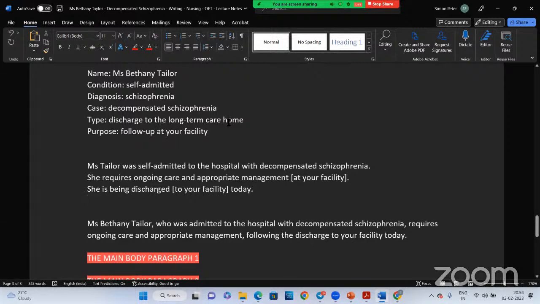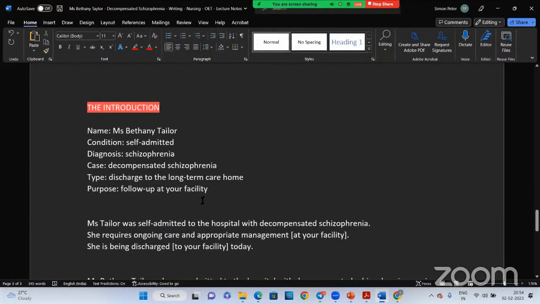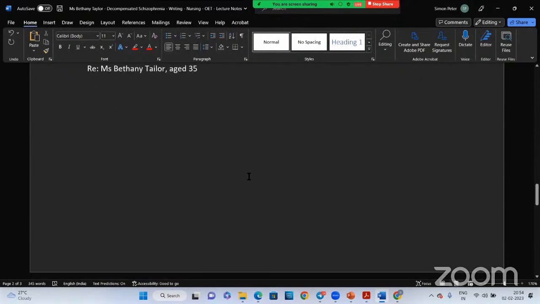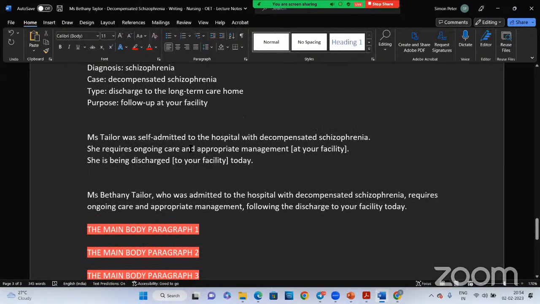So this long-term care home, we have already mentioned here. There is a long-term care home. Where is this? Here. Long-term care means ongoing care, continuity of care. So you can write like that. So now she requires ongoing care.